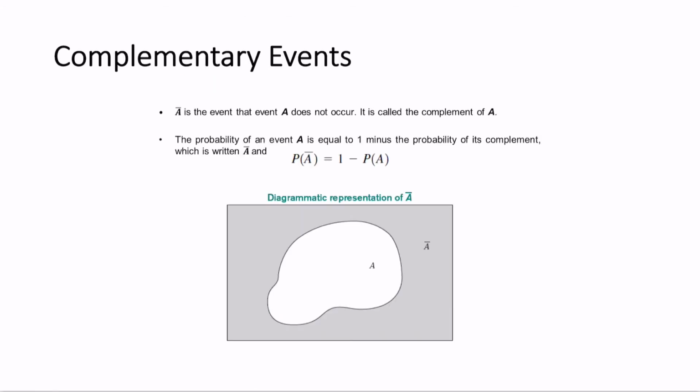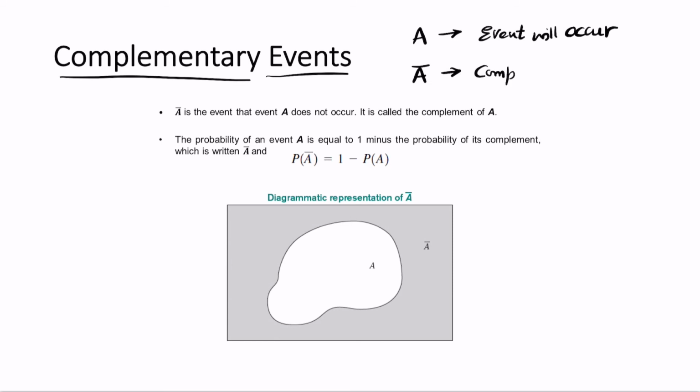So next let's talk about complementary events. What are complementary events? For example, if A is an event, A represents a particular event will occur. A bar represents the complementary event. For example, let's say you are considering A as the event where you get a head, then A bar represents the event tail. Or more systematically, A bar represents not head.